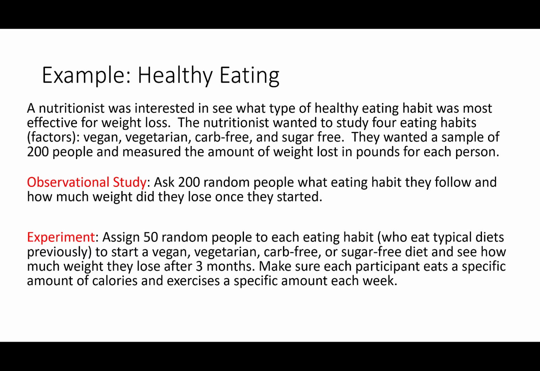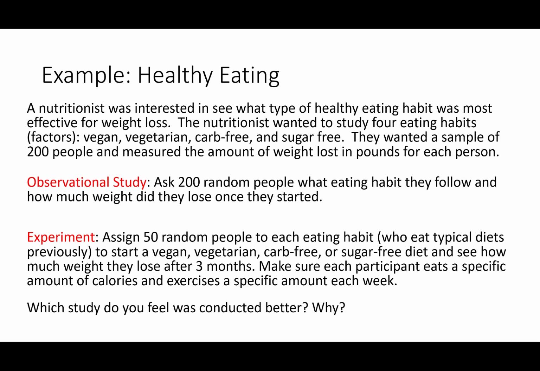An experiment, you'll find, is a little bit more controlled. So an experiment, what they can do is they could get 50 random people to do each of the 4 eating habits: a vegan diet, vegetarian diet, a carb-free diet, and a sugar-free diet. They can see how much weight was lost after 3 months. And they could put each participant in a specific program that measured the amount of calories they had, maybe based on their weight, and gave them all a certain amount to exercise per week.